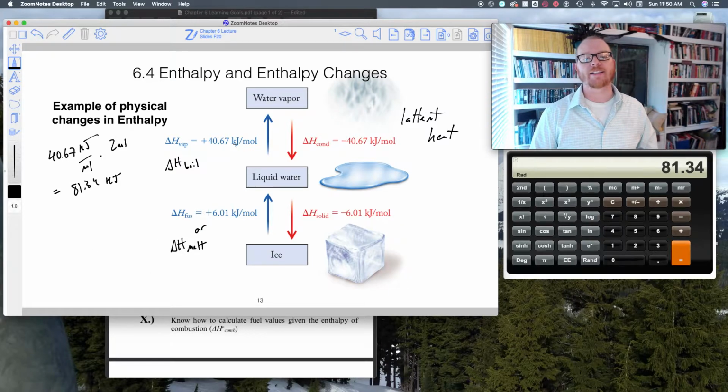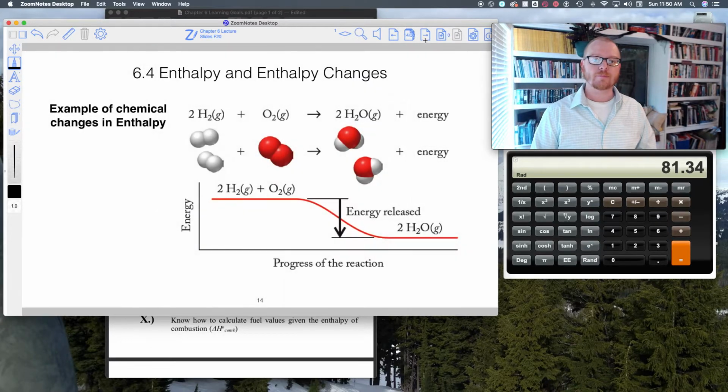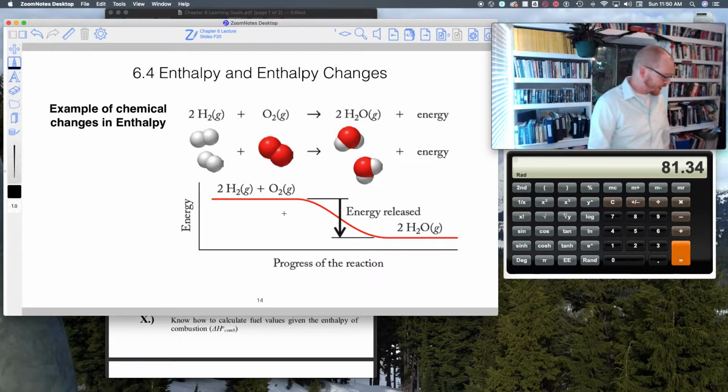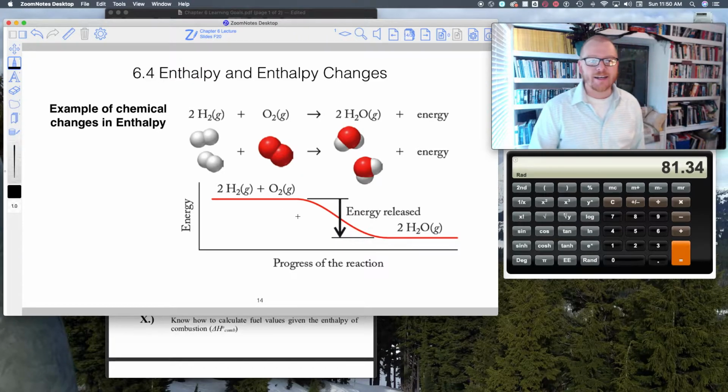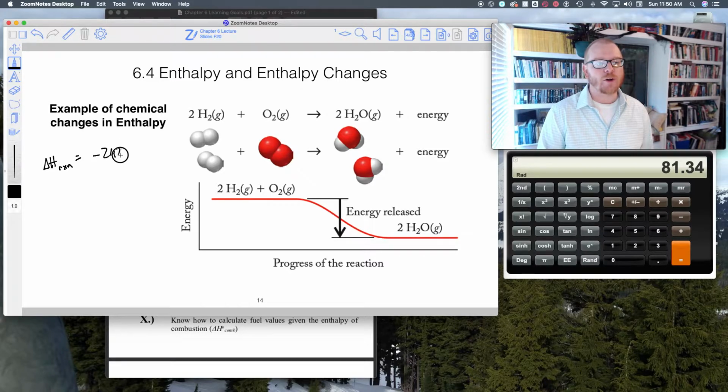So we want to use these energy quantities per mole, in the same way we've used every other quantity in this class via the process of dimensional analysis, okay? So here are some other examples of chemical changes in enthalpy. This is the same slide I showed you before, but now there is a release of heat, and specifically for this reaction, the delta H, and I'll write delta H, and I like to write RXN for reaction. Okay, for this reaction, it's negative 242 kilojoules for every mole combusted.